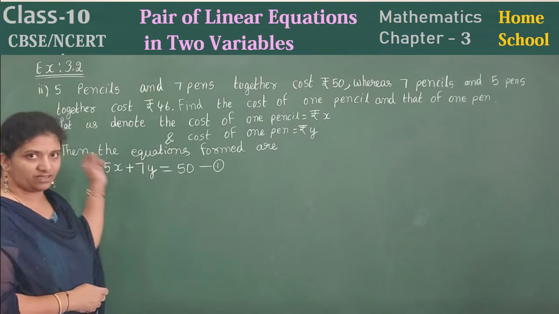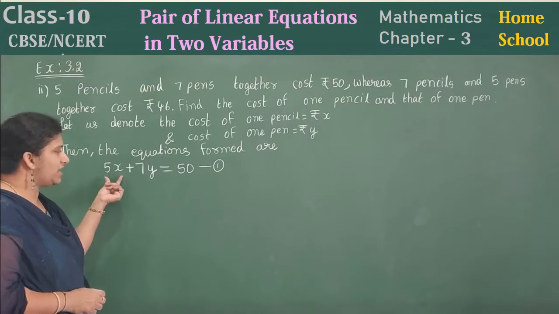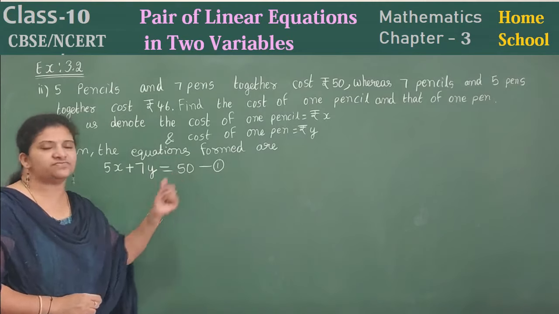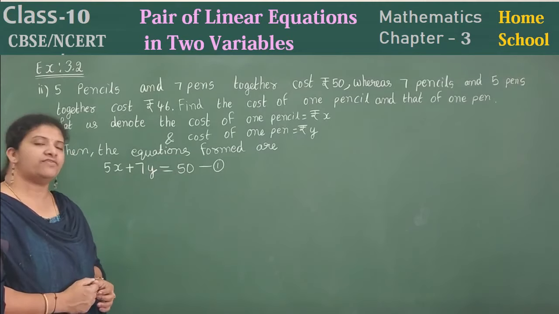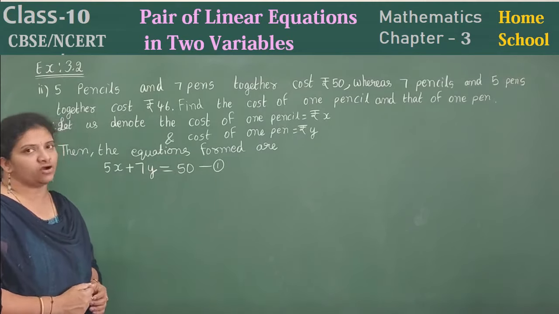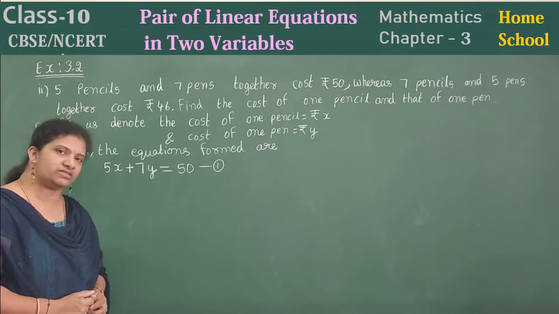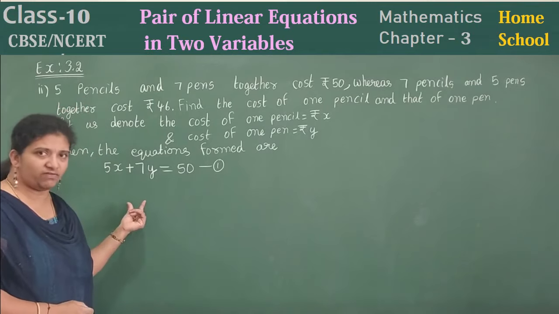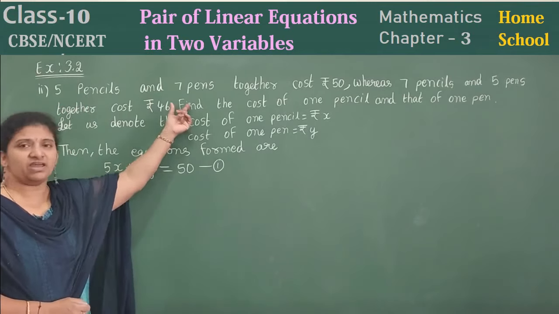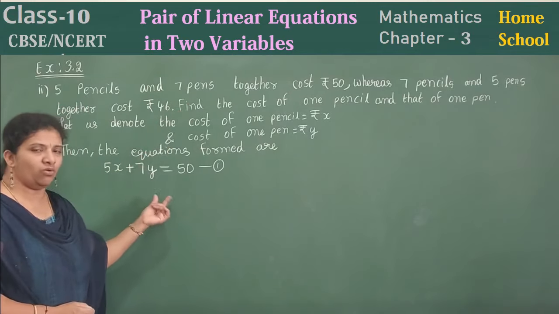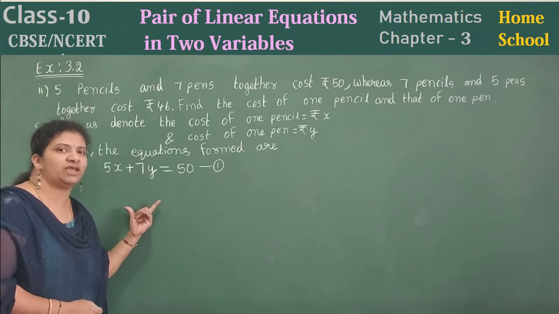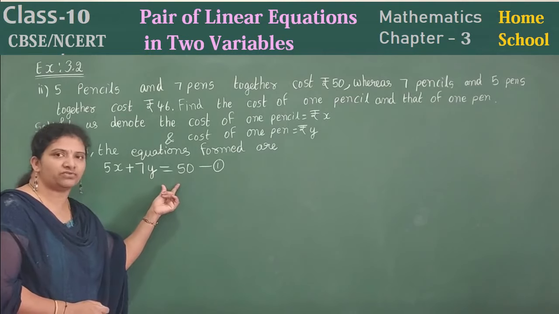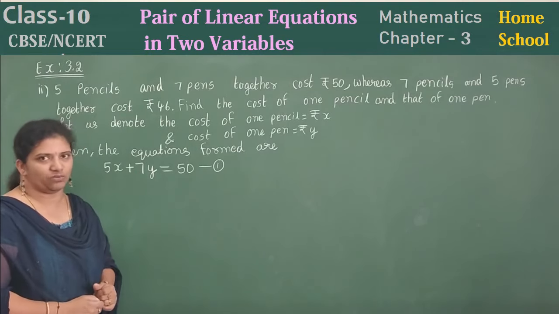Once again, read the question carefully. 5 pencils and 7 pens, cost is 50 rupees. If I assume pencil cost is x rupees and pen cost is y rupees, then 5 pencils means 5 into x, 7 pens means 7 into y. When you are framing the equation, 5x plus 7y is equal to 50. That is your first equation.